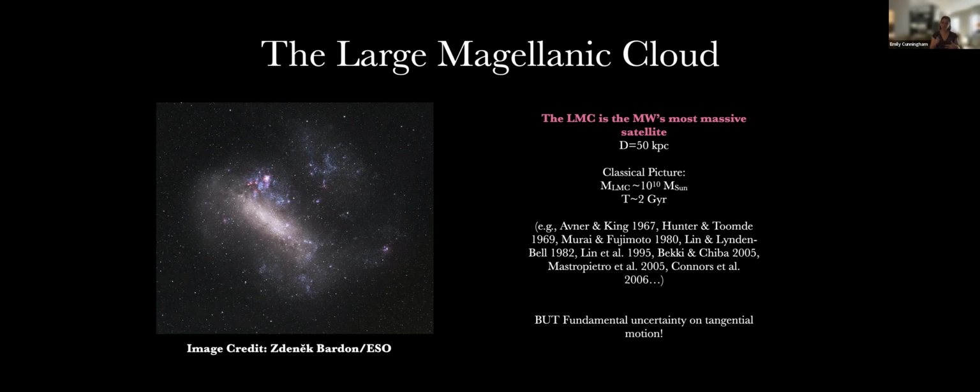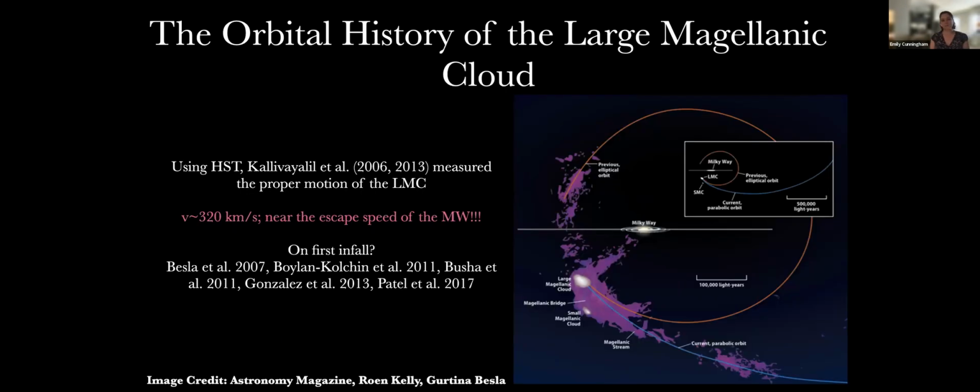But there was a fundamental uncertainty in studies of the LMC on its tangential motion, because it was only recently that we've been able to measure tangential motions and proper motions of stars in our own galaxy outside the solar neighborhood, as well as dwarf galaxies. The real revolution came when the LMC's proper motion was measured using archival data from the Hubble Space Telescope. This was work led by Nitya Kallivayalil, who found that the LMC was moving very near the escape speed of the Milky Way.